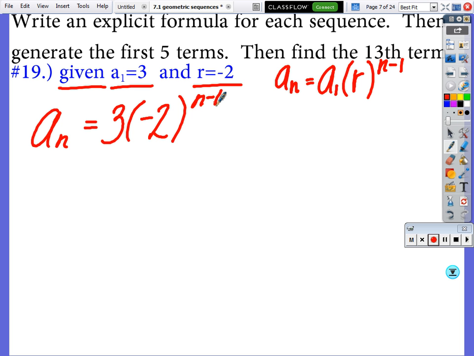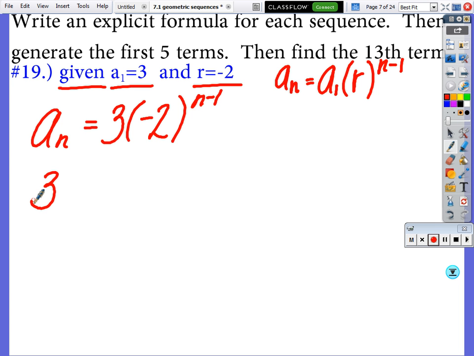So now let's go to the next thing here. We're done with the first thing. It says, then generate the first 5 terms. Be careful with this one, because the first 5 terms doesn't necessarily start by plugging in a 1 or a 0. You don't know exactly, but we do know that the first term is 3, right? Is our first term 3? Okay, sweet. And then we're multiplying by what each time?